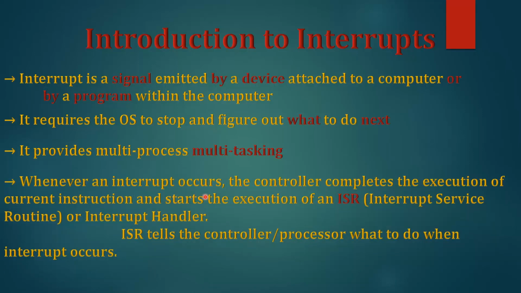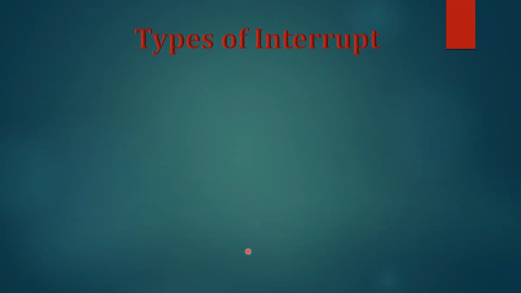Whenever an interrupt occurs, the controller completes the execution of the current instruction it is executing and starts the execution of an interrupt service routine or interrupt handler. And this interrupt service routine tells the controller or processor what to do next whenever we receive a new interrupt. So this was all about interrupts. Now let's talk about its types.